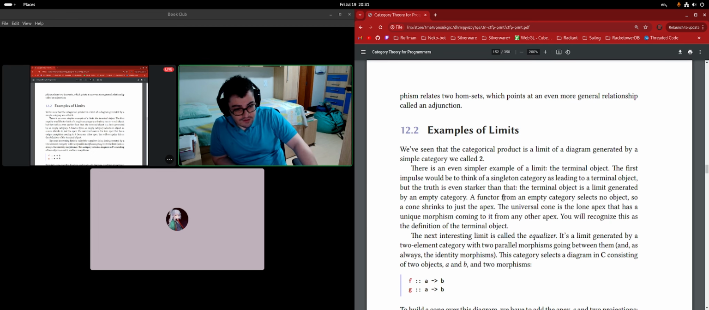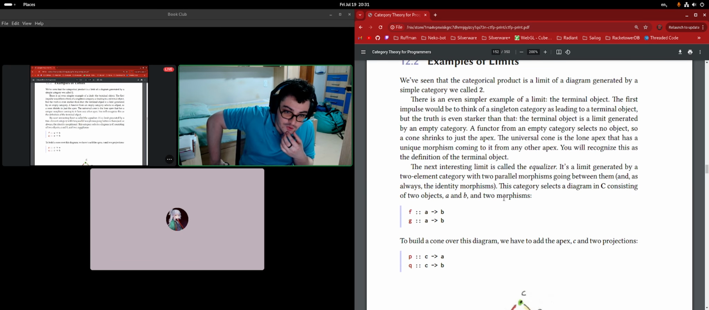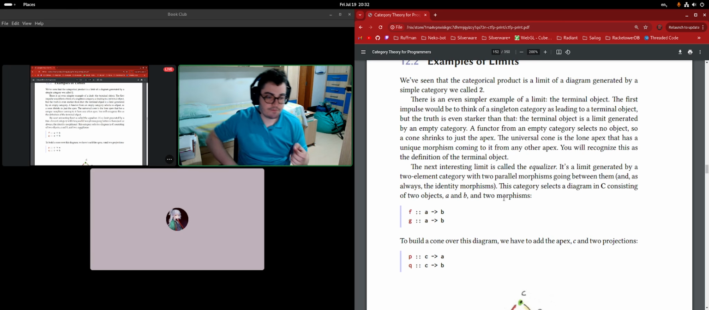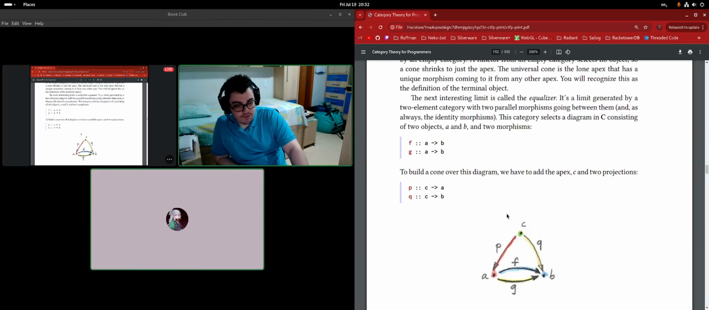The next interesting limit is called the equalizer. It's a limit generated by a two element category with two parallel morphisms going between them. This category selects a diagram in C consisting of two objects A and B and two morphisms. To build a cone over the diagram, we have to add the apex C and the two projections.